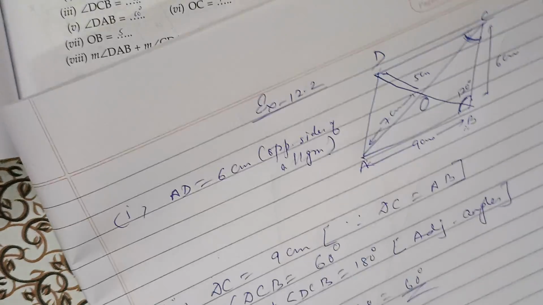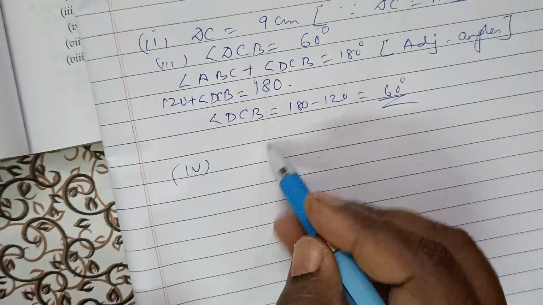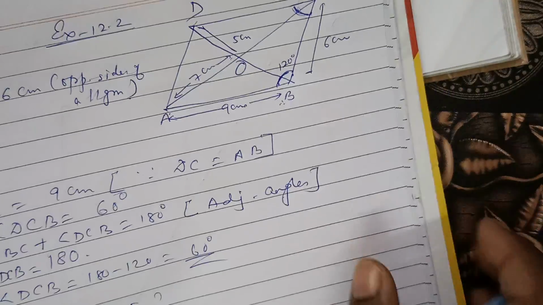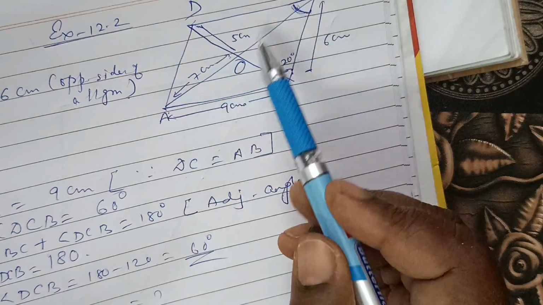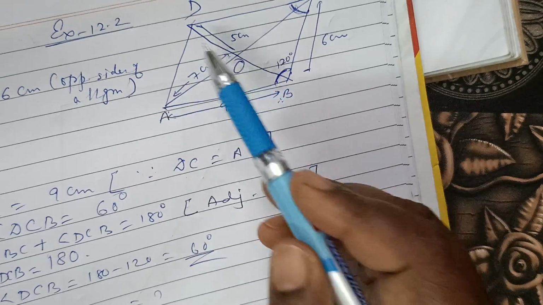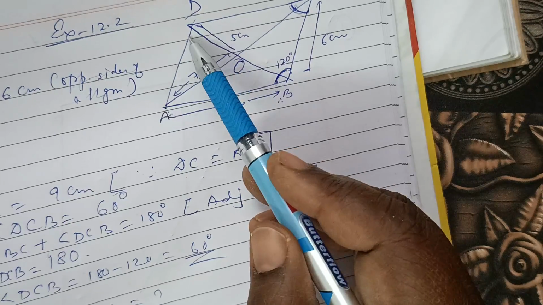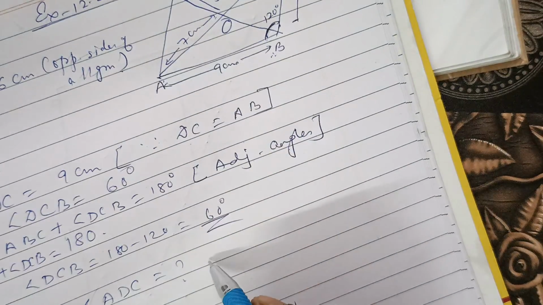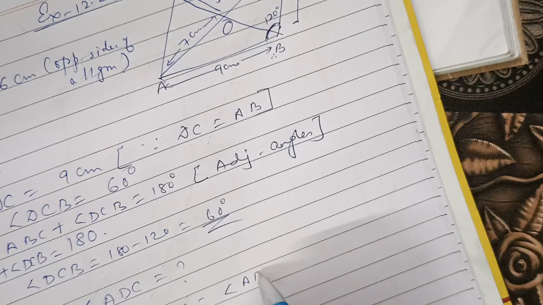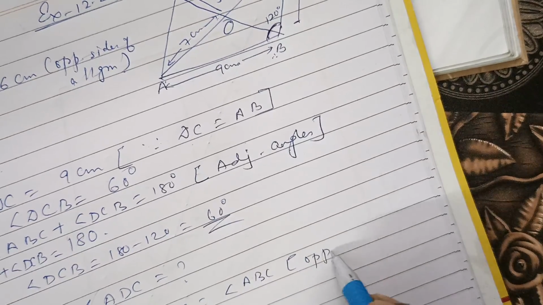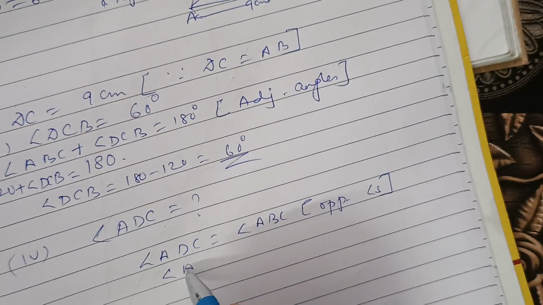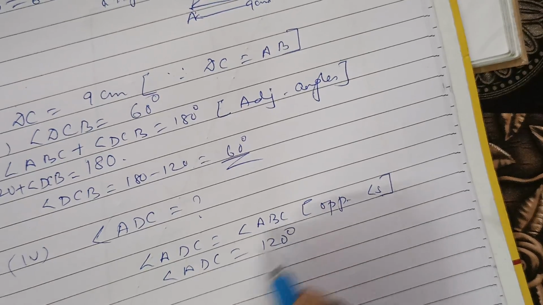Now number 4, angle ADC. Angle ADC we have to find out. Now what is angle ADC? This angle. Now we know that opposite angles are equal. So if angle B is 120 degree, angle D will be also equal to 120 degree. So angle ADC will be equal to angle ABC, opposite angles. Okay. So angle ADC will be equal to 120 degree.